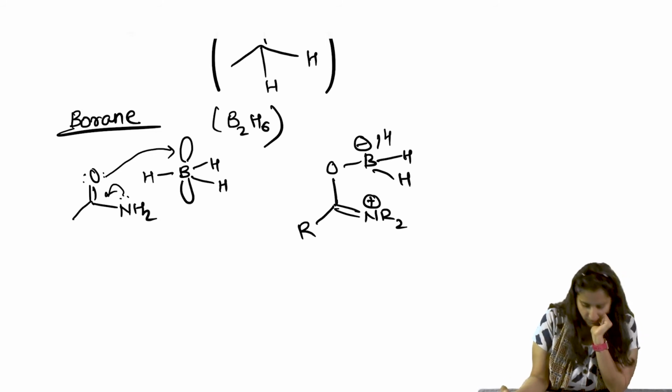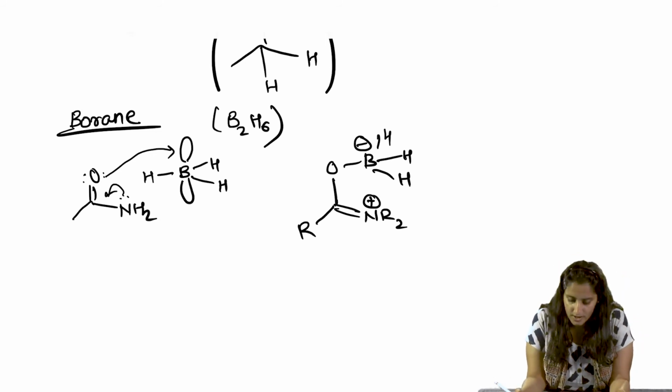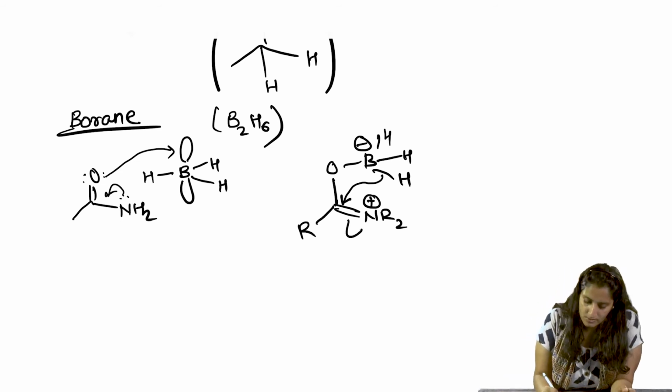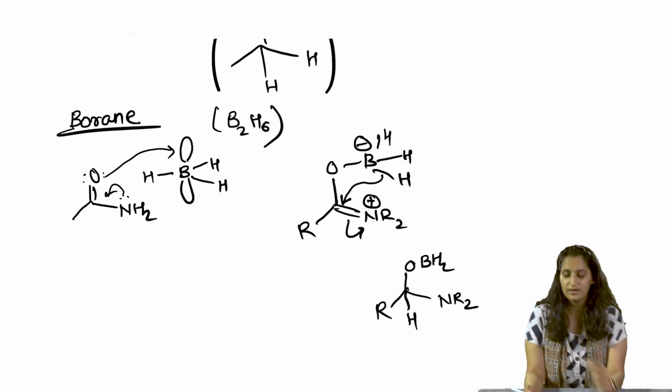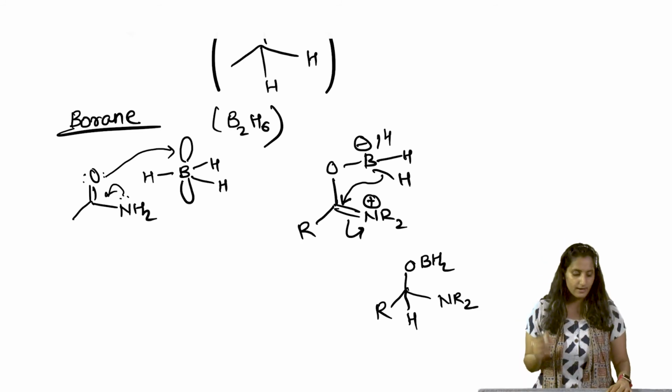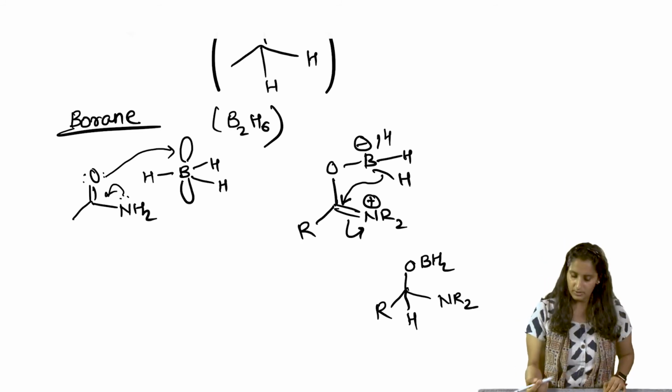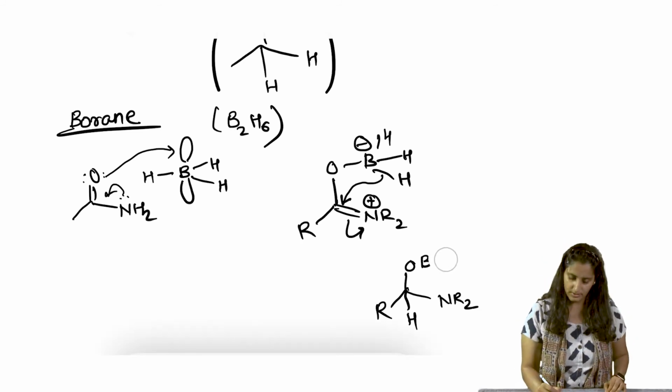Okay. What do we have here? We have a negative charge on this boron, and as a result this hydride is going to shift here and open this up. So, we have now added a hydrogen where we wanted to add it in order to make the corresponding alcohol. Let us look at the next step.